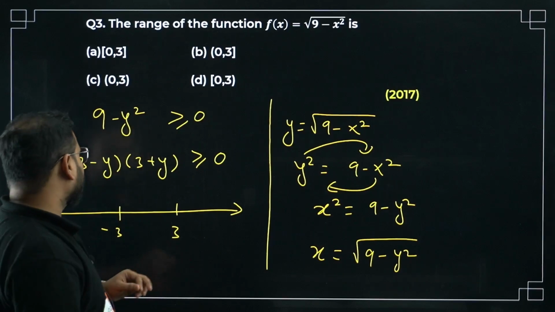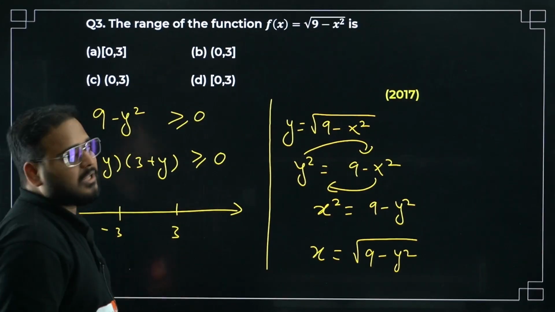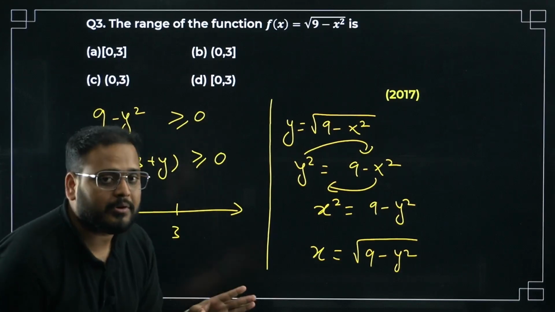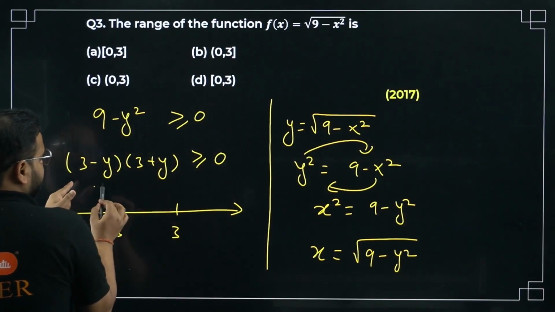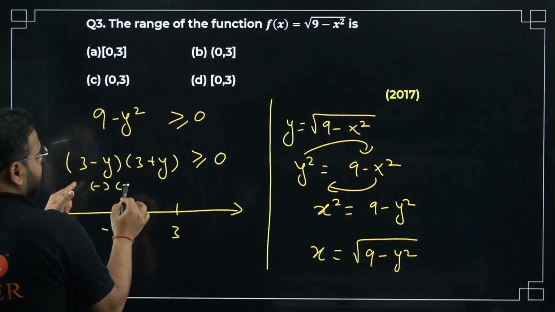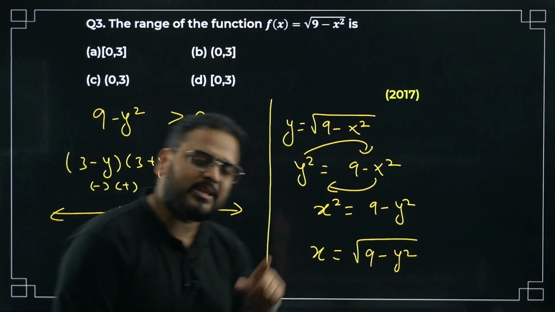Right? Think of a number more than 3, this side, sir, 4. 3 minus 4 is negative, 3 plus 4 is positive. The answer is negative, sir. Agreed? No? Think about it.